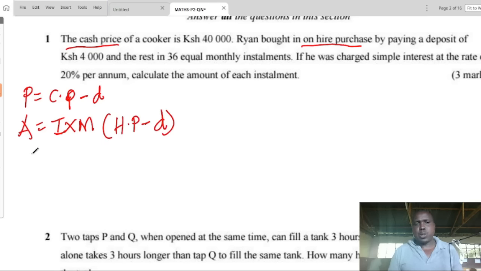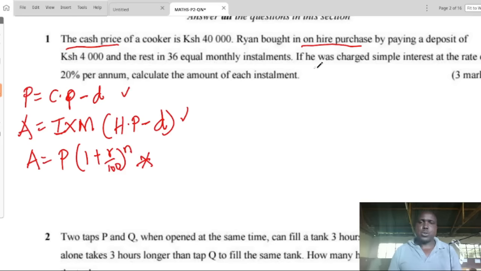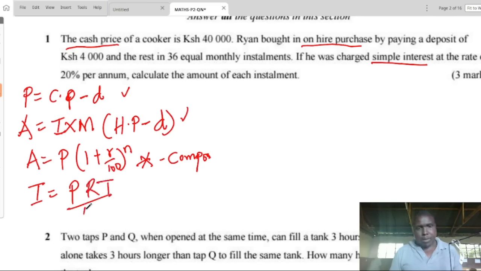So this one is important when you want to use the formula: amount is equal to principal into 1 plus R over 100 raised to power n. This is very important. In this case, we are not going to use this formula because we are dealing with simple interest. Remember, this one is compound interest, but this one is simple. We know simple interest is equal to principal times rate times time over 100.